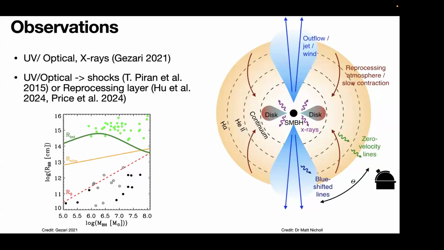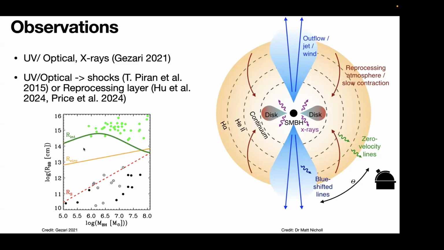These events have been observed before, as Fitz was talking about. Theoretically we expect them to rise in X-rays, but they have been observed in UV and optical as well. A few explanations are that there could be shocks taking place that peak in UV optical, or there would be a reprocessing layer, which reprocesses the X-rays, resulting in only UV and optical observations.